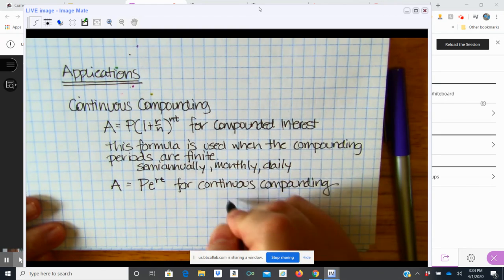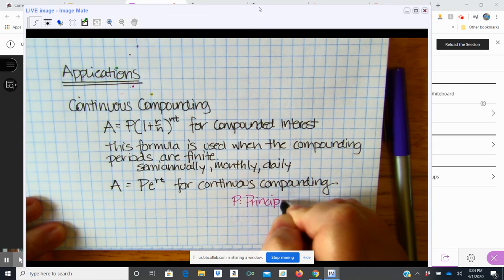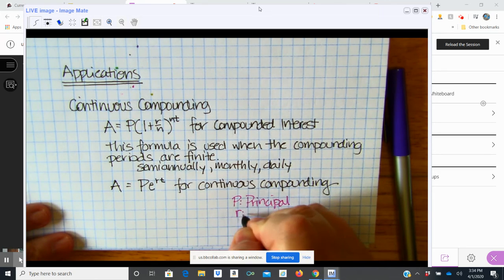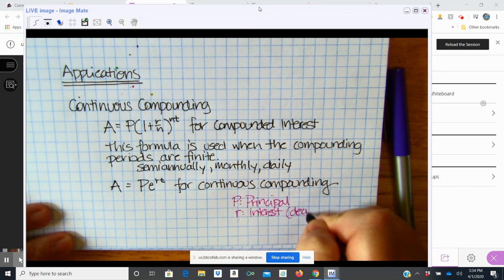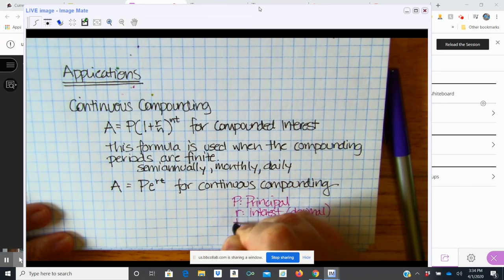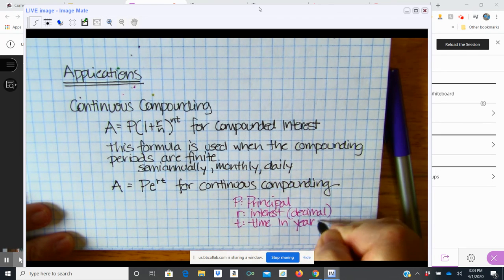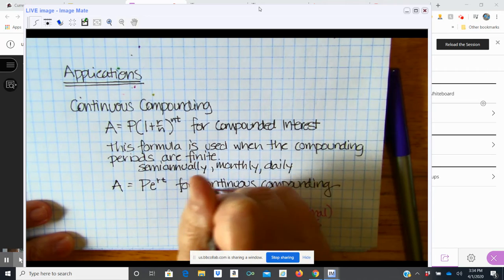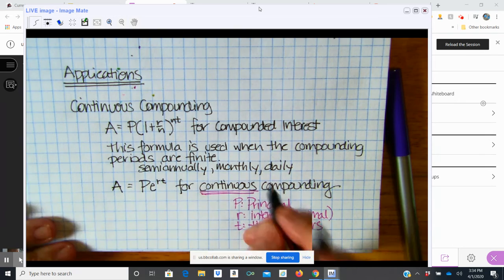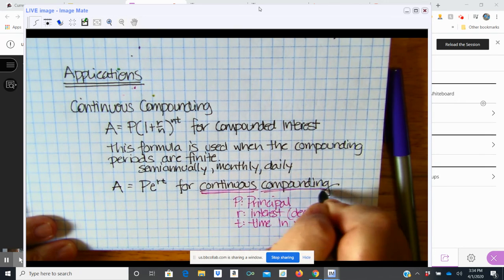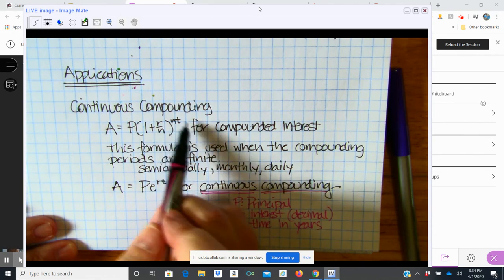The meanings here are the same. P is your principal, or the amount invested. R is your interest rate as a decimal. And T is your time in years. This formula is used for continuous compounding. If you do not see the words continuous compounding, you can assume compounded interest here.